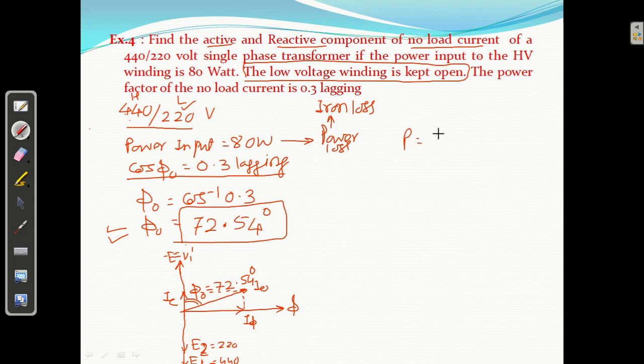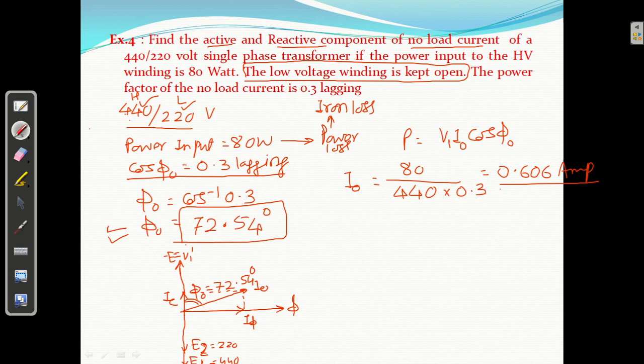Anyway, P equals what? P equals V I cos phi. At no load it is I0 and cos phi 0. So P is given as 80. V is the supply voltage, that is V1. Please don't say V2. V1 is 440, times cos phi 0, which is 0.3. So you will get the no load current I0. I0 equals 80 divided by 440 times 0.3, which gives 0.606 ampere. So I got the no load current I0.